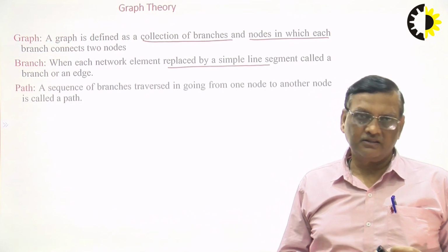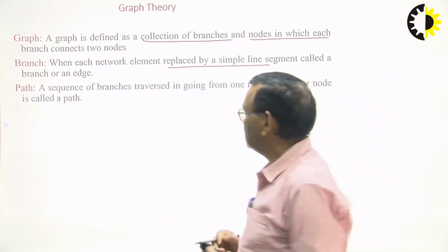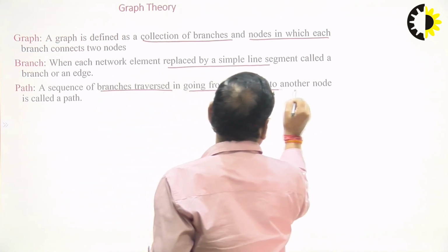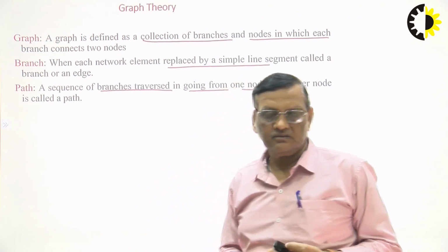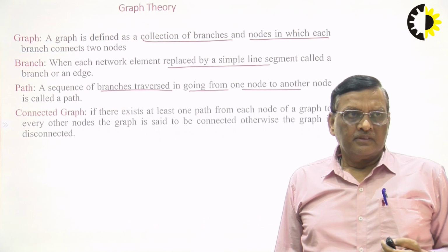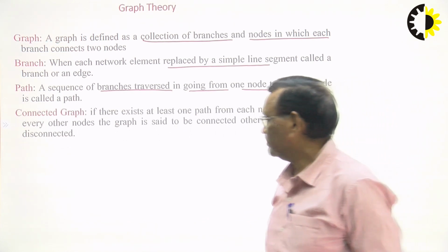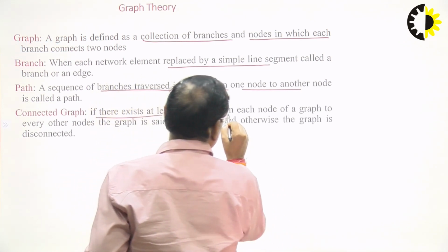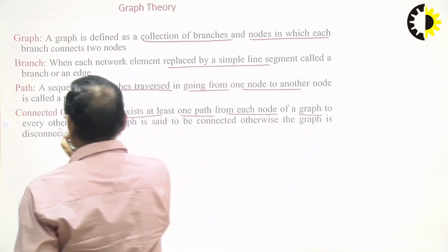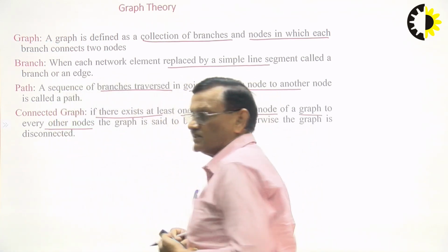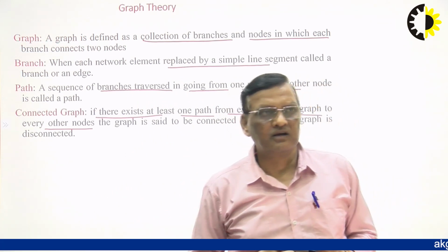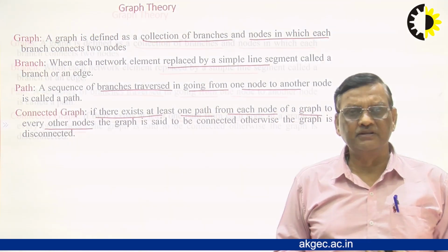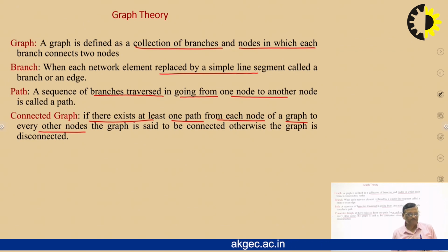The next term is path. A path is a sequence of branches traversed in going from one node to another node. Then, what is a connected graph? If there exists at least one path from each node of a graph to every other node, the graph is said to be connected, otherwise the graph is disconnected. We'll discuss all these definitions by taking some examples.